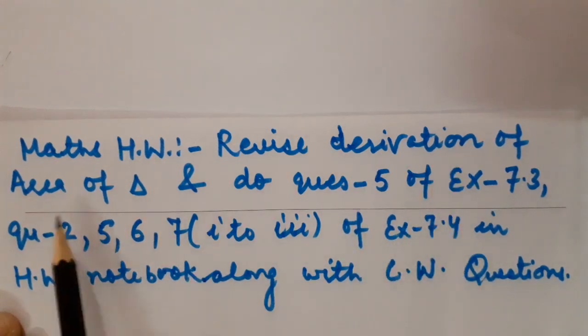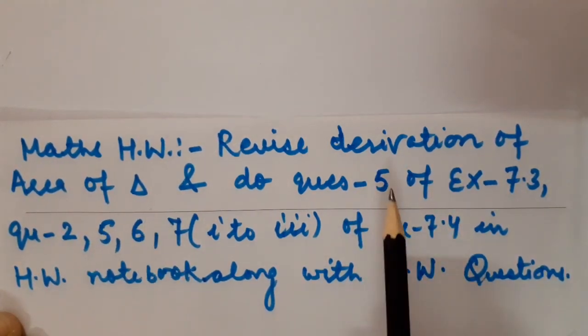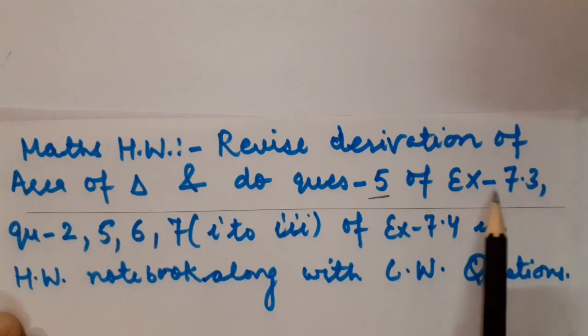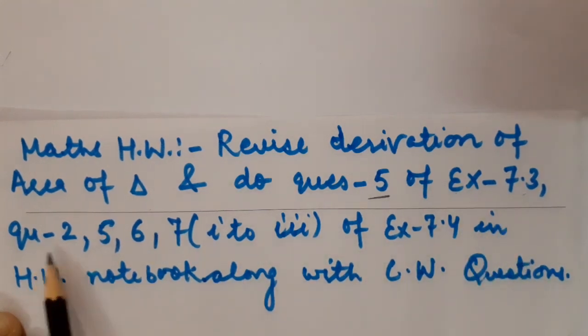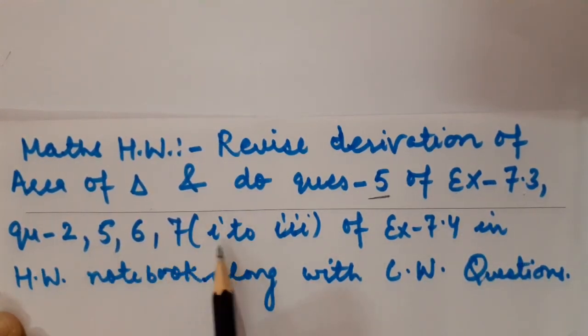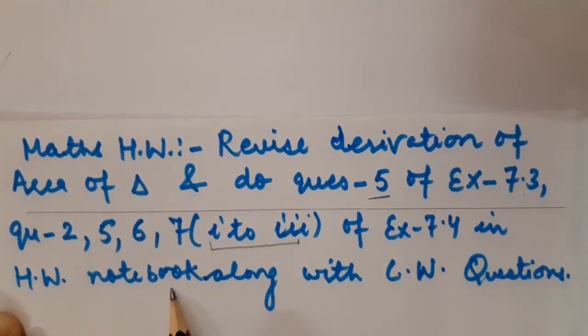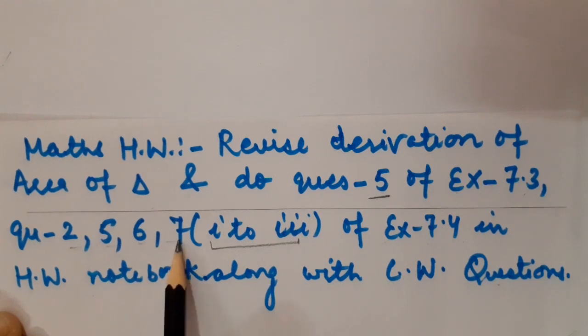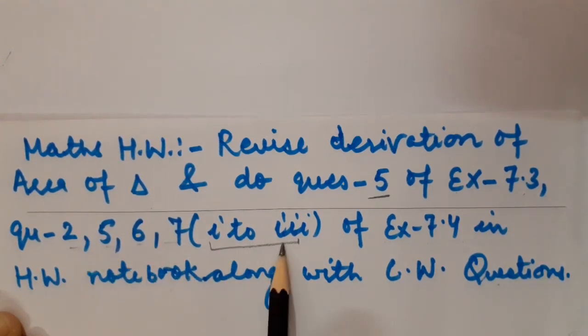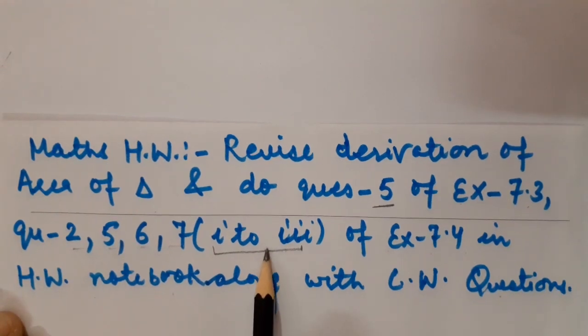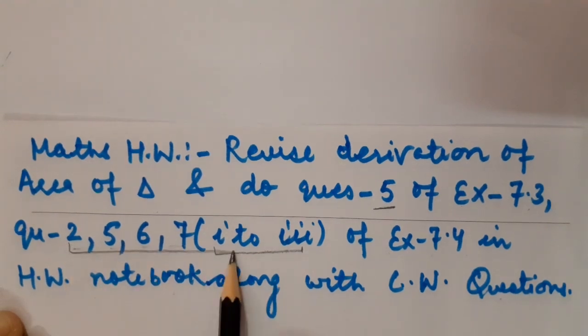You have to just revise the derivation of the triangle once again. Do question number 5 of exercise 7.3. Question number 2, 5, 6 and 7, and parts 1 to 3 of exercise 7.4 in the homework notebook along with the classwork questions. Children, let me tell you one thing. In these questions, basically only the section formula is applied. Fine. So attempt them very carefully. I have taught you each and every concept which is used in these questions.